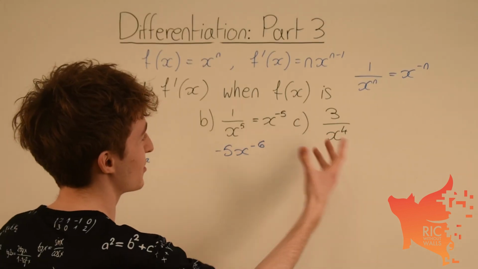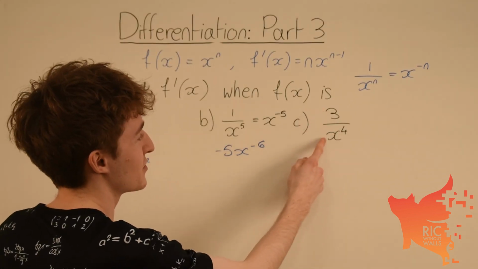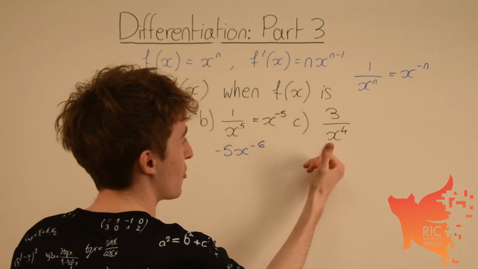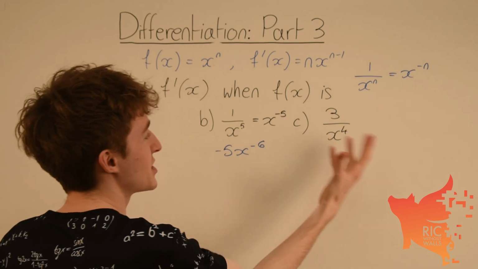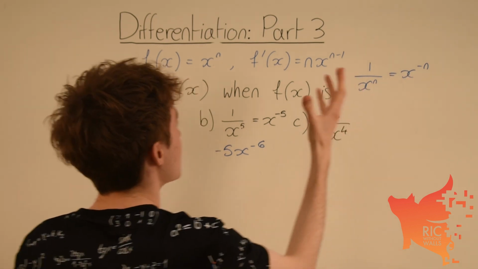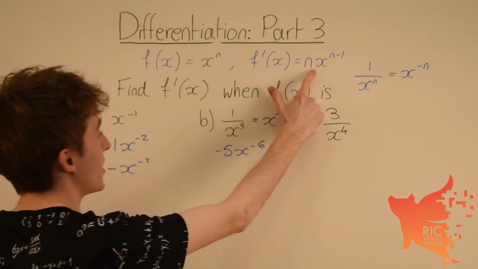In this third example, we've got to differentiate 3 over x to the power of 4. Now, similar to the previous example, we've got the power of x on the bottom of this fraction, which means that we're going to need to use this rule to convert it into just the power of x, which will enable us to use this rule to differentiate.